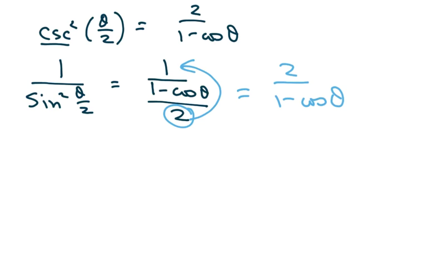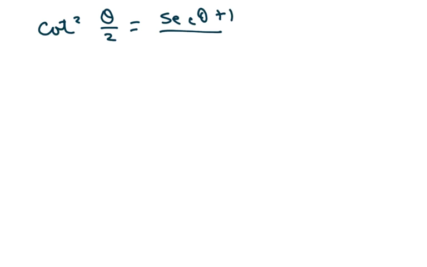Okay, and the last one we're going to do is cotangent, and it's going to take a little longer. So the next one's cotangent. We have cotangent squared of theta over 2, and this is supposed to equal secant of theta plus 1 over secant of theta minus 1. Now, the formula we're going to use for the tangent is going to be... well, first of all, let's just write this as 1 over tangent squared of theta over 2.